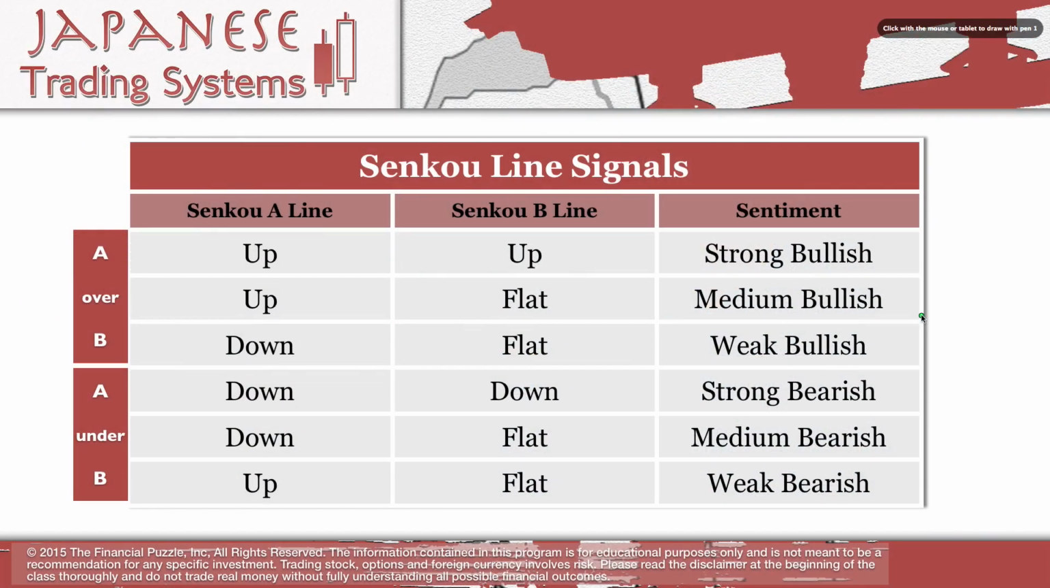And then for the last 3, it's simply if the A is under the B. So if the A line is under the B line and both are moving down, obviously strong bear. Down and flat is medium bear. And then up and flat is going to be weak bear. So there's a little bit of clarification for you. And if you got confused on that, my apologies. Hopefully this has helped you out there.